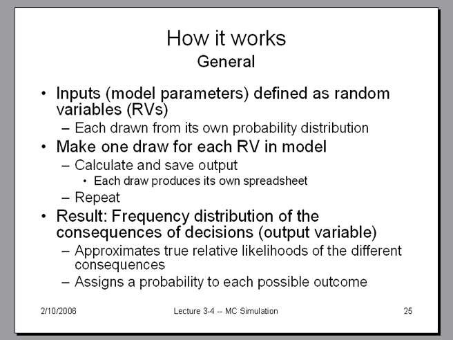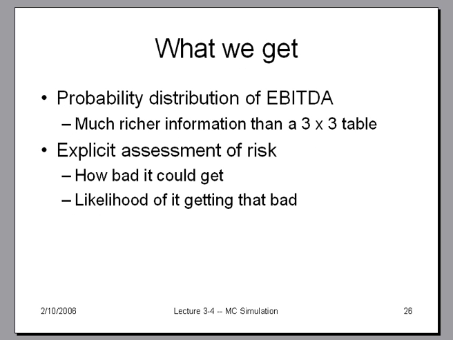What we get at the end is a frequency distribution of the consequences of our decisions. In other words, the frequency distribution of the output variable. It will approximate the true relative likelihoods of the different consequences, provided we've made enough iterations, and it will allow us to assign a probability for each of the possible outcomes. And that's pretty darn nifty. Okay, for EBITDA, what we're going to get is a probability distribution of EBITDA instead of a 3 by 3 table. And it's going to enable us to explicitly assess the risk of EBITDA. How bad could it get, and what's the likelihood of it getting that bad?